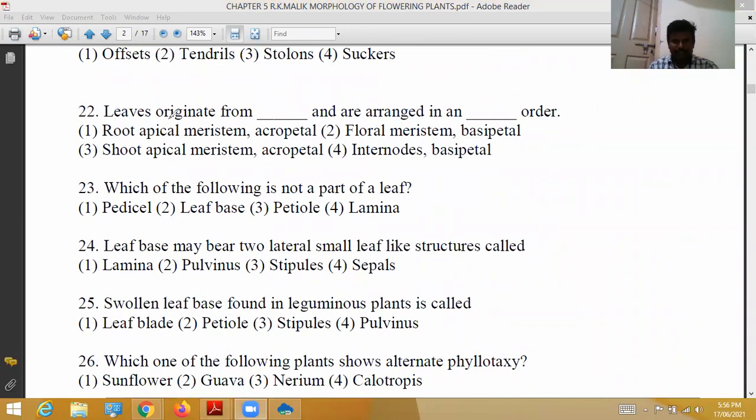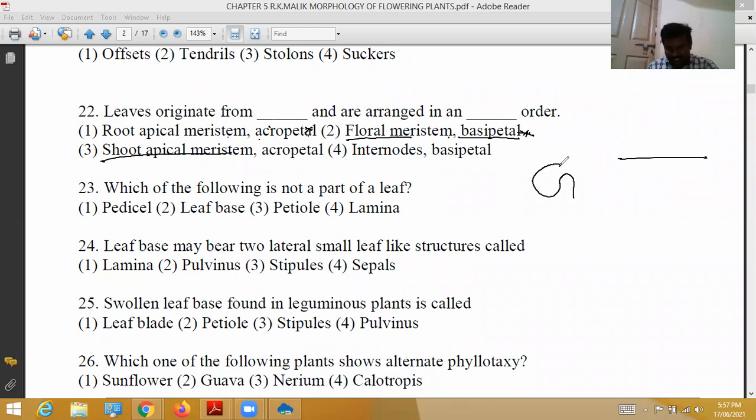Next, leaves originate from dash and are arranged in an order. This is question 22. Leaves originate from root apical meristem, acropetal. It is wrong. Leaves do not originate from the root apical meristem. So option one is wrong. Floral leaves originate from the floral meristem and are arranged in basipetal. So that is not right. I will explain acropetal and basipetal in the 3rd and 4th options. Generally, leaves originate from the shoot apical meristem.